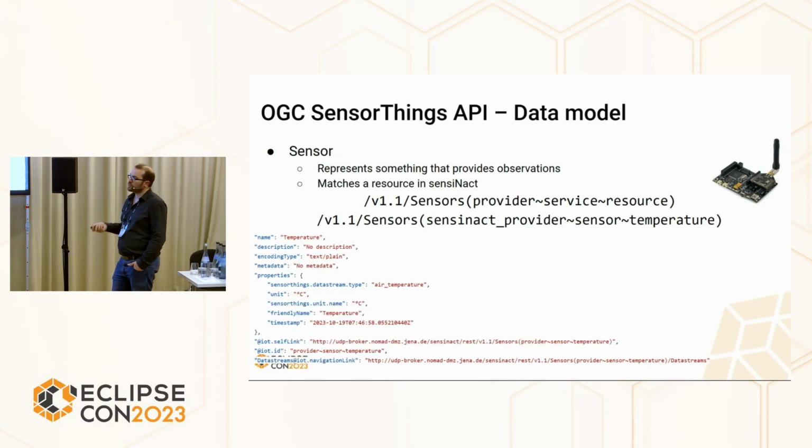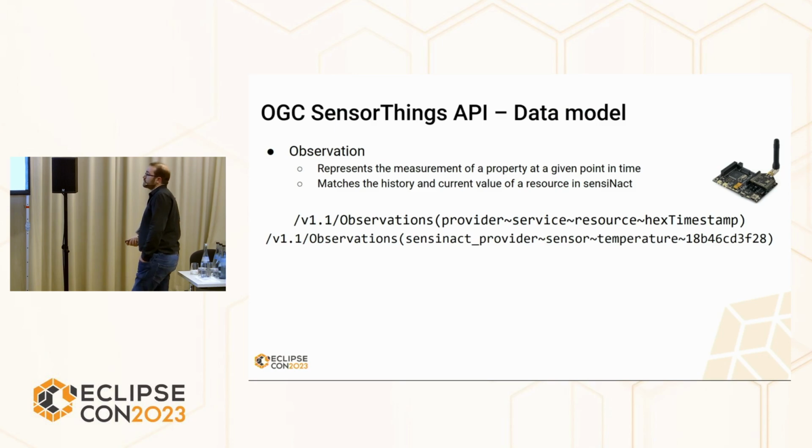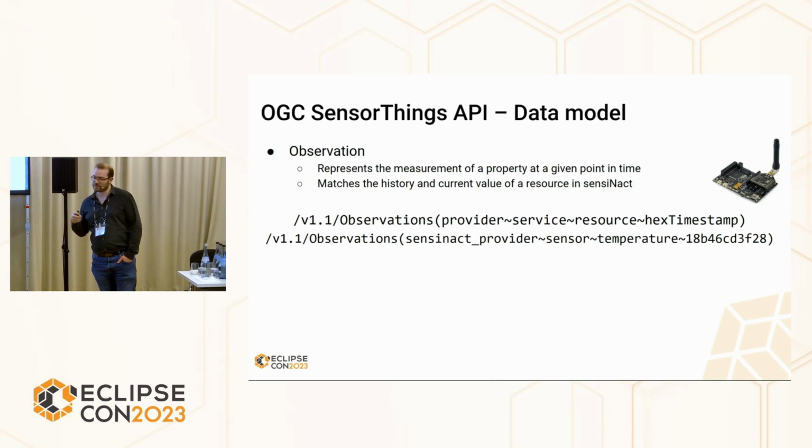Then you have the sensor, which is exactly the same thing. It's just a way in SensorThings to say a sensor can have multiple data streams, but the data stream is only one thing, one set of one phenomenon, in fact, the term used in the specification. We then have the observed property, which is again a meta description of a resource for us, and an observation, finally, which is either the current or historical value of a resource.